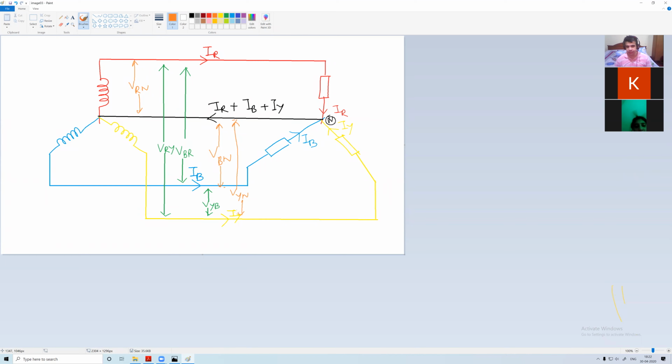Is the difference clear? What is phase voltage and what is line voltage? Phase voltage is in green, line voltage is in orange. Fine. So we move on.